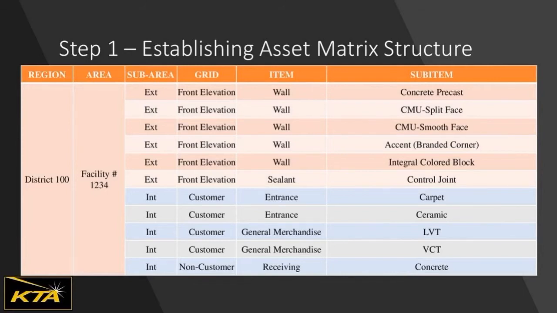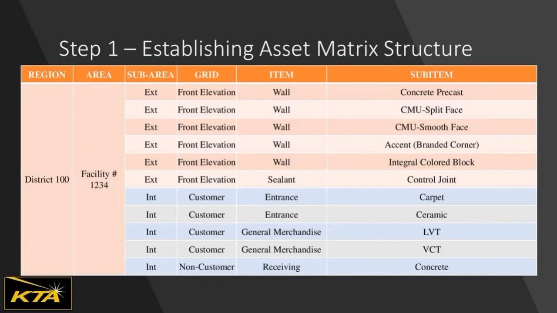The sub area is usually the exterior or interior of a building. The grid is typically divided into the elevation, like front, right, rear, or left, or quadrant. It could also include auxiliary structures or interior. The item is usually a major category, such as a wall or sealant or miscellaneous. And the sub item is actually the component level.